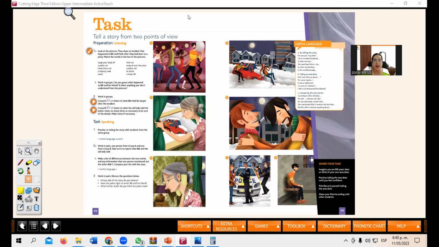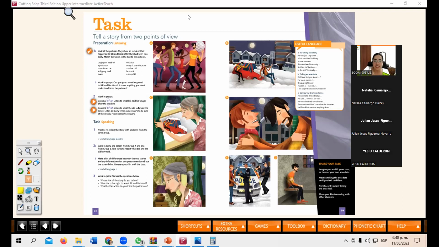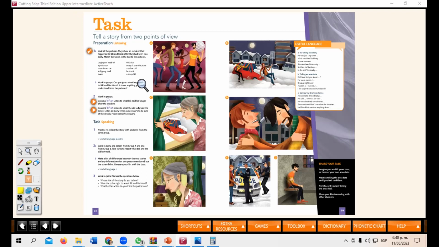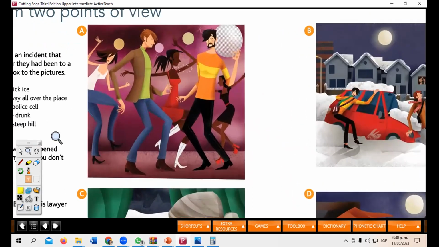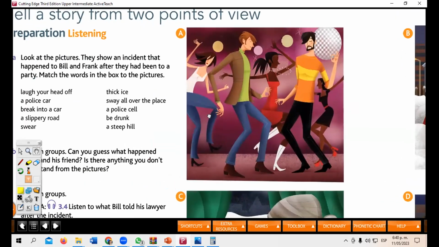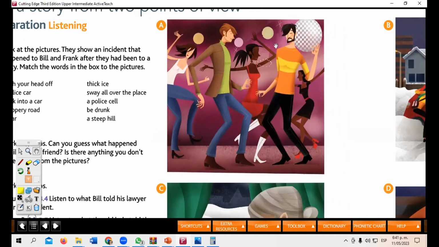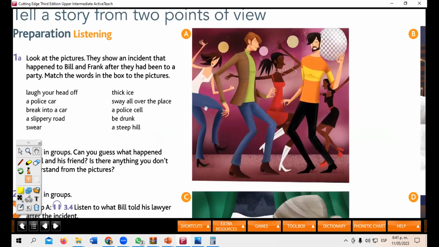All right, guys, so let's compare your answers. For the first image, the picture of them dancing, which phrase could you match from the ones on the list in the box? Sway all over the place. Yes, we can say they sway all over the place. They are moving. What else from this list? Be drunk? Yes, maybe. We are not sure, but maybe yes for the first one.